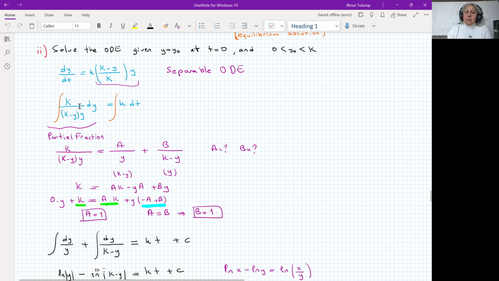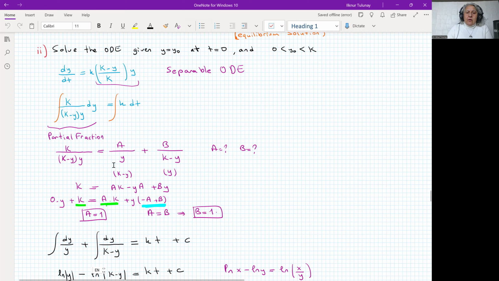So this needs a partial fraction. We need to use partial fractions to be able to solve this integral. The right-hand side is simple, as we know. It's immediately kt. For the left-hand side, we need to calculate the partial fractions, as we've done last week. The denominator is two linear factors. One of them is just y, that's y minus 0, and the other is K minus y. So you have two factors, and you need to find the constants A and B satisfying this condition.